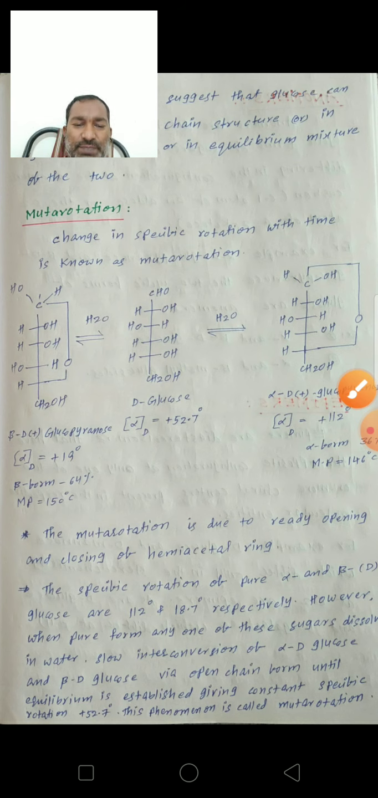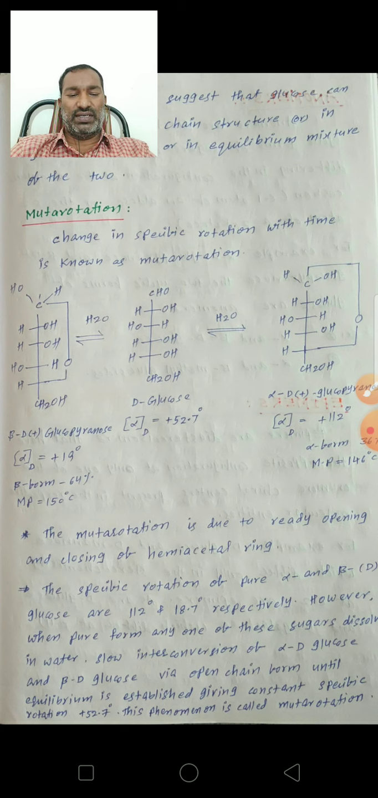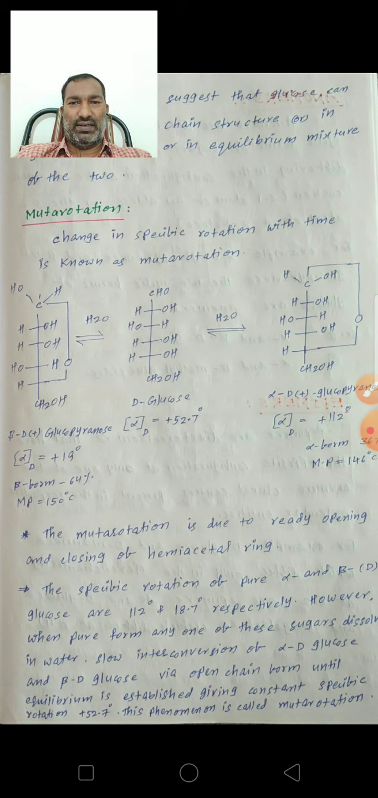See here, the specific rotations of pure alpha and beta D glucose are 112 degrees and 19 degrees respectively. However, when any one of these pure sugars is dissolved in water, slow interconversion of alpha D glucose and beta D glucose occurs via the open chain form until equilibrium is established, giving a constant specific rotation, that is plus 52.7 degrees. This phenomenon is called mutarotation.